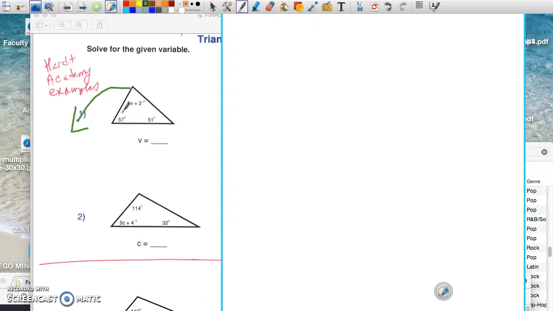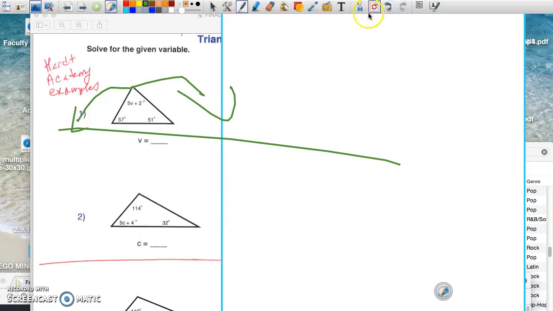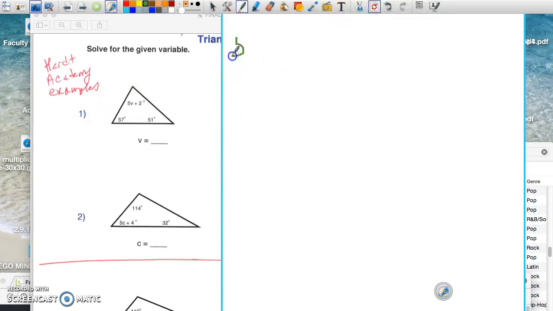This would come down this way. This would come down this way. And what do you get? A straight line. Straight lines equal what? 180. All right. So the first angle, 5v plus 2, plus the second angle, 57, plus the third angle, 51, should equal what? A straight line, which is 180.